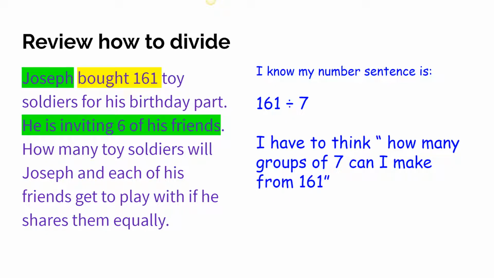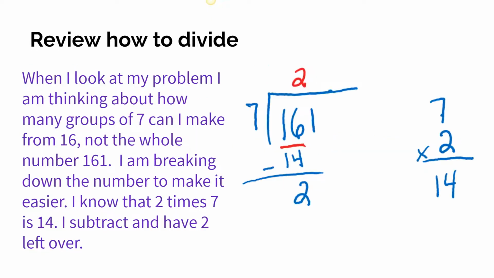And now I have to think, how many groups of 7 can I make from 161? I don't want to look at the whole number 161 because that makes it way too large of a number to try to wrap my brain around. So I'm going to break it down. I know I can't make any groups of 7 from just 1, so I'm going to look at the number 16, and I've underlined that in red so that you can see what I'm looking at.